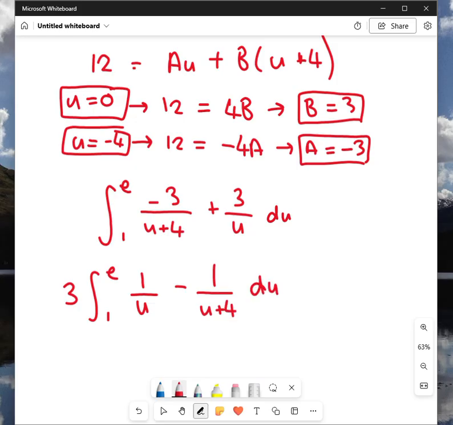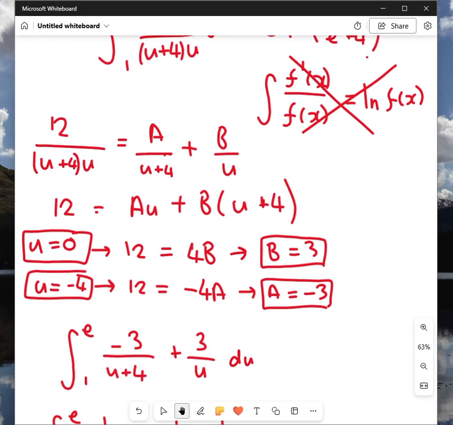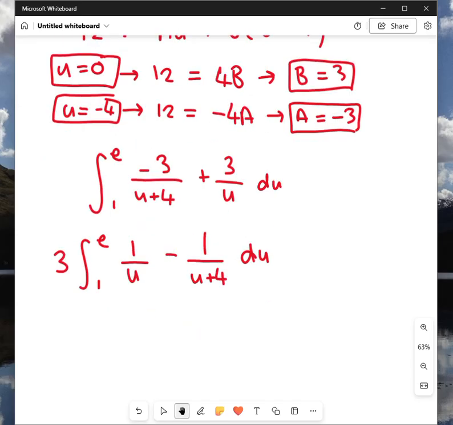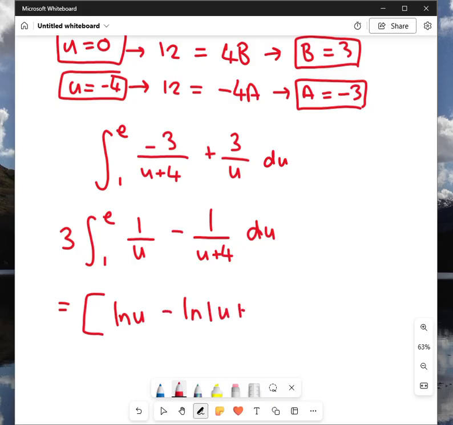And then how are we going to integrate this? Well, we're going to use reverse chain rule. So like I said before that we couldn't use, we're going to use that thing that I crossed out, because the denominator would differentiate to the numerator. u and u plus 4 will both differentiate to 1. So it would just be the log of the bottom. So that thing therefore now becomes log of u minus the log of u plus 4 with limits of e and 1.